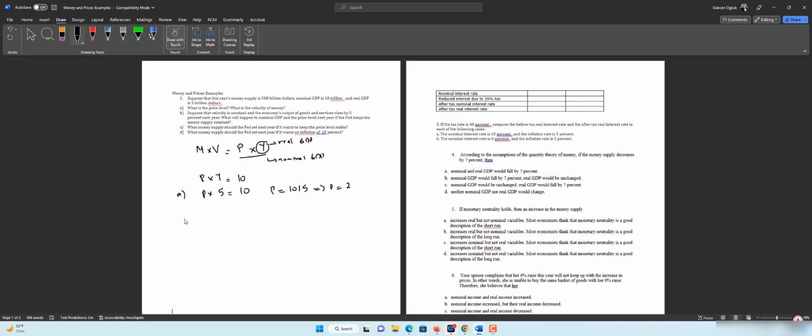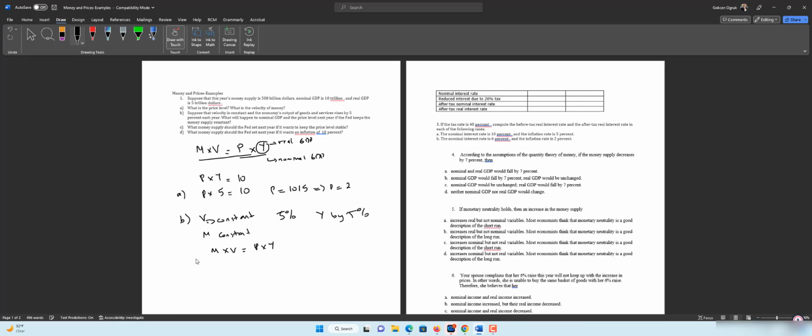So let's solve part B. Suppose that velocity is constant, V is constant. And the economy's output of goods and services rises by 5% each year. So that means Y increases by 5%. What will happen to nominal GDP and the price level next year if the Fed keeps the money supply M constant as well? So this is our quantity theory of money equation. M times V is equal to P times Y.